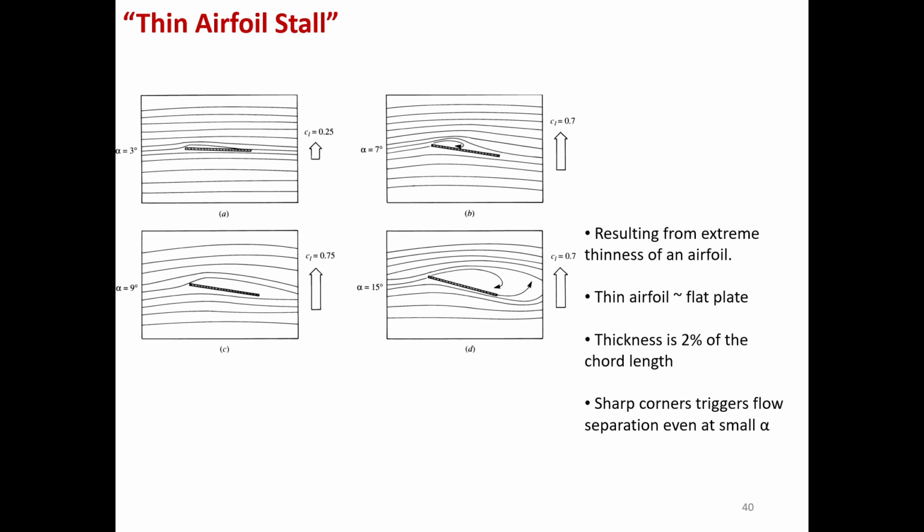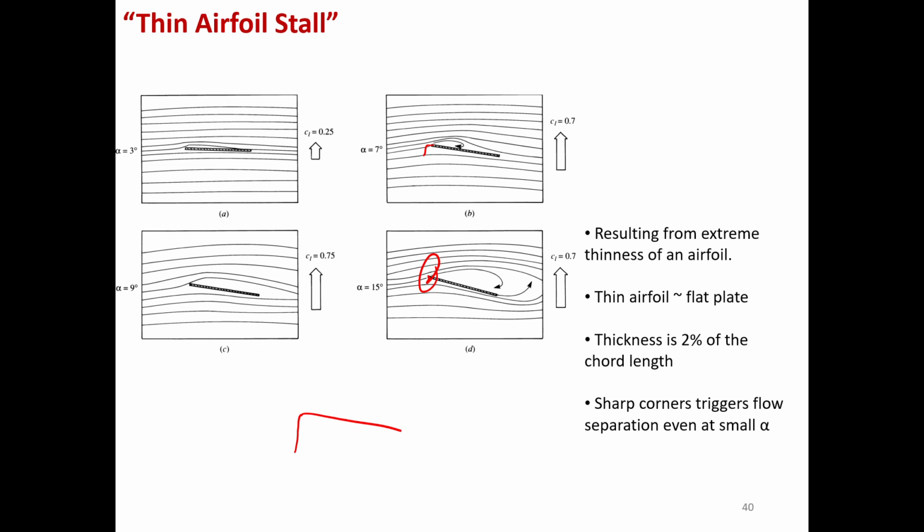it happens in extremely thin airfoils, right? So the airfoil is so thin that you can just assume it's a flat plate, right? The thickness of the airfoil is essentially around 2% of the chord length, and the main reason behind this very sharp flow separation is the fact that your flow only sees essentially very sharp corners.